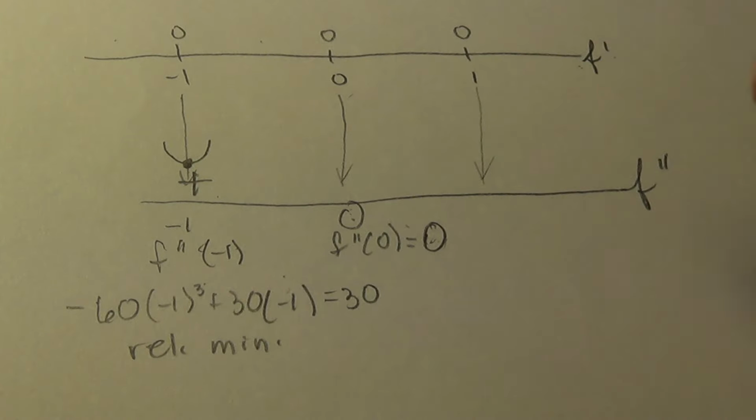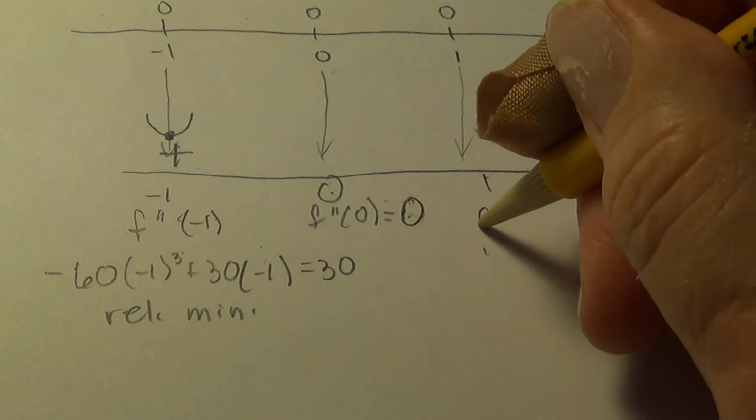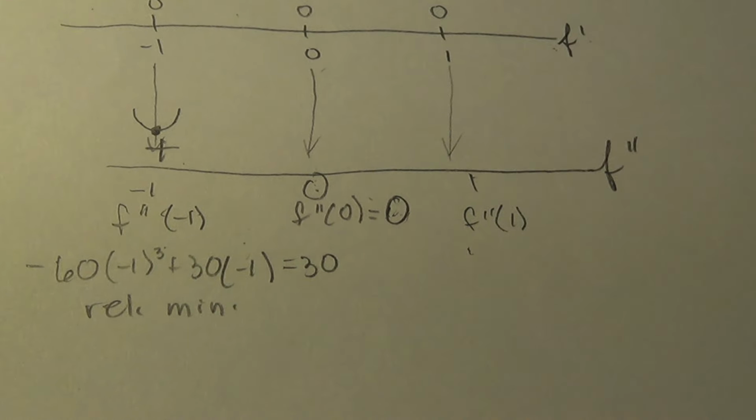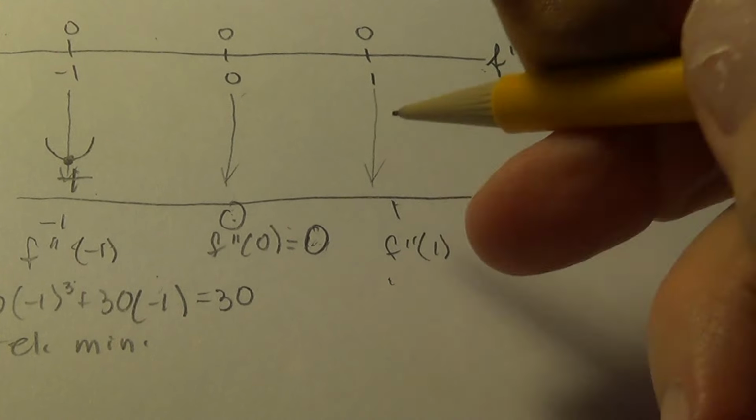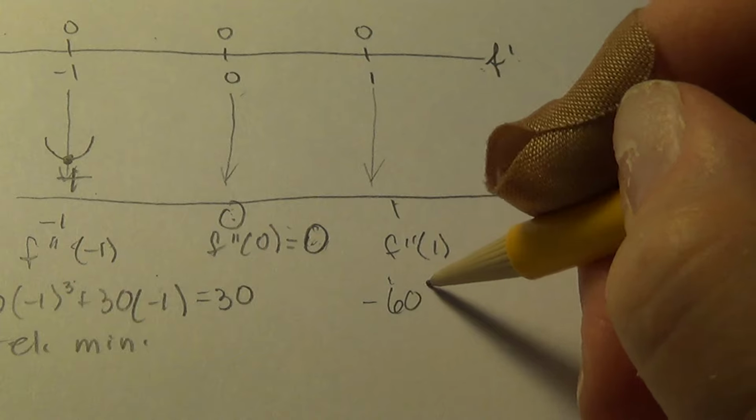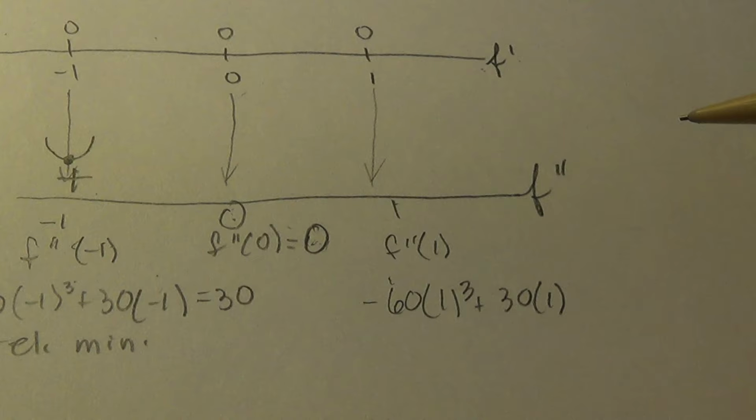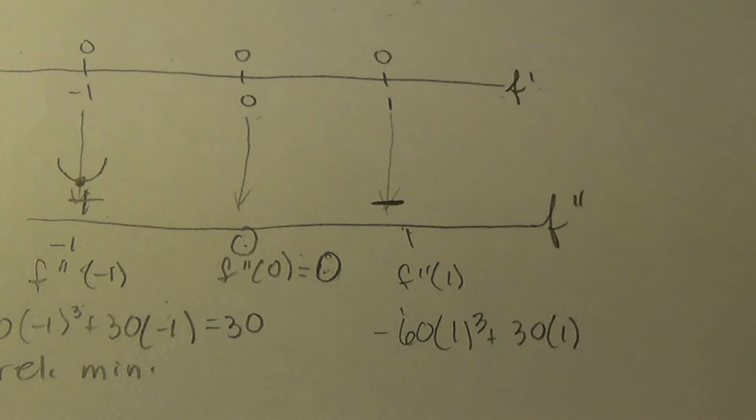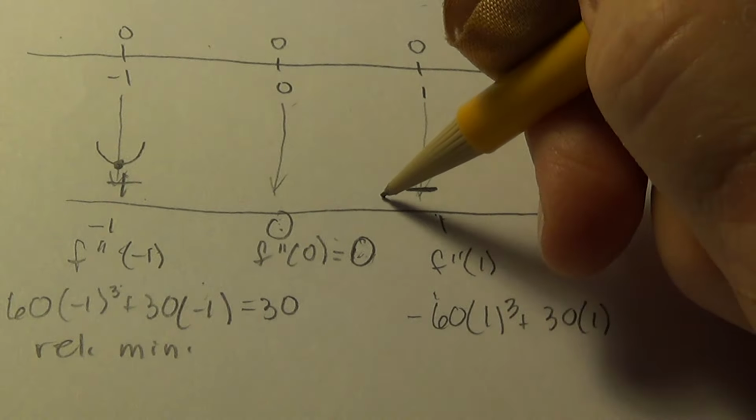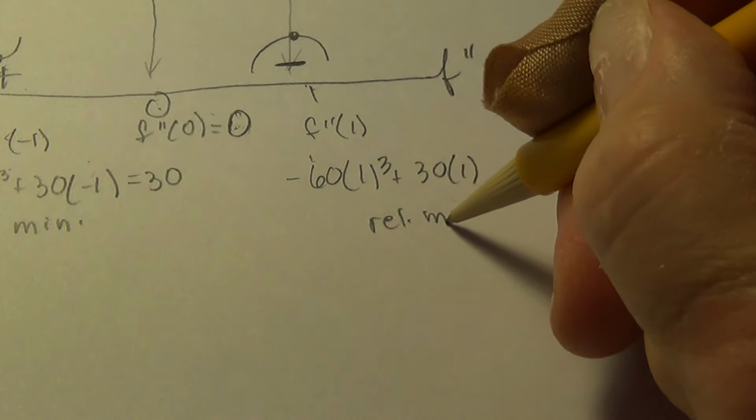Here at x equals 1, I'm going to put this value into the second derivative and find f double prime of 1. So I'm going to throw 1 into this function here. And I'm going to get -60 times 1 cubed plus 30 times 1, which does give me a negative number. So let's go ahead and put a negative value there in the second derivative, which means we have a frowner, so we have a relative max.